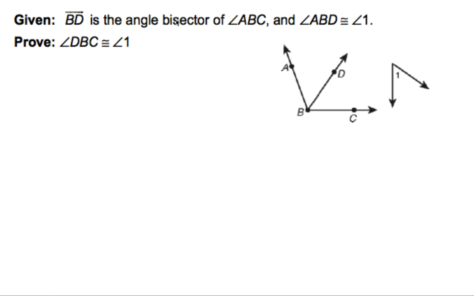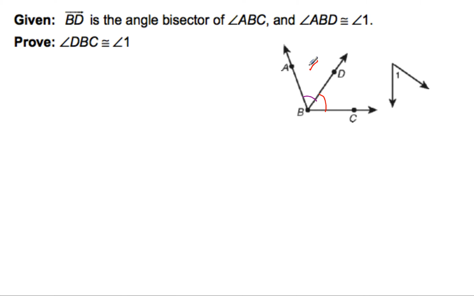It says BD is the angle bisector of ABC. BD is bisecting angle ABC. Well, what do we know because of that? Well, if BD is an angle bisector, that means BD cuts angle ABC in half. So I'm going to put these little arcs right over here. Here's one, and here's the other. All I'm trying to do is to show that angle ABD and angle CBD are congruent to each other. Now, what else are they telling us? They're saying that angle ABD is equal to angle 1.